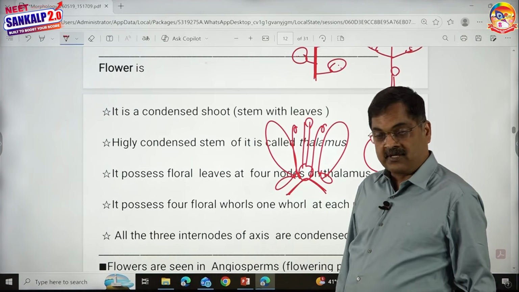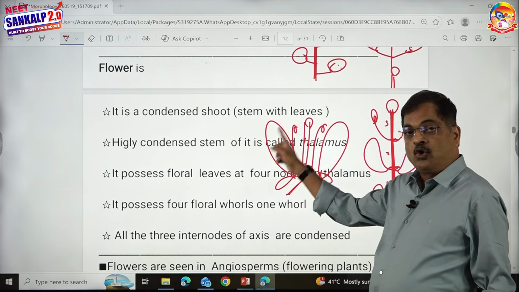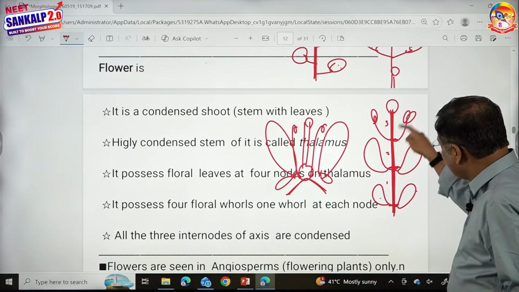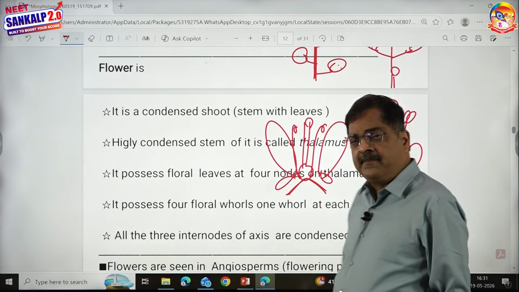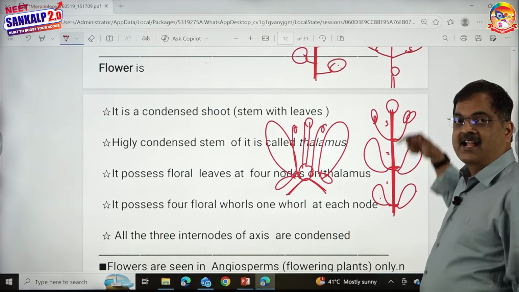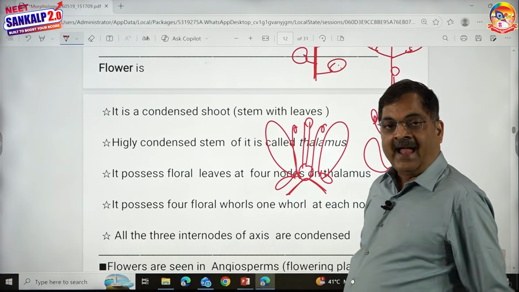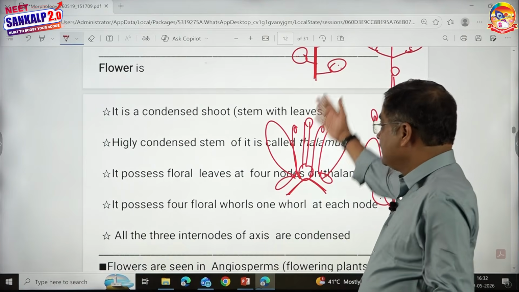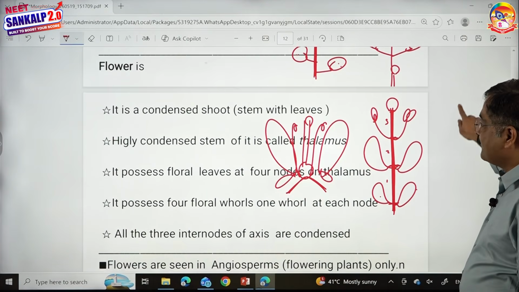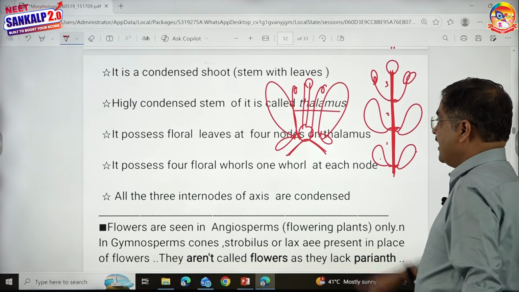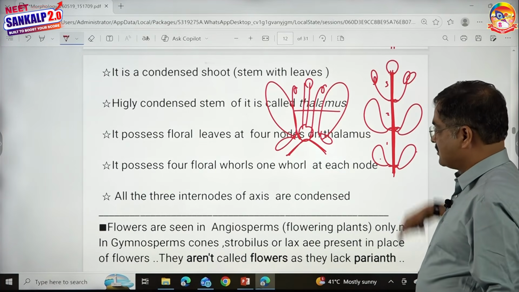Thalamus. And this thalamus is going to bear the leaves. Why do I call them leaves? Because these are arising from nodes. Anything which arises from a node is a leaf. So sepals, petals, stamens and carpels are rightly called sporophylls because they arise from nodes. And when the thalamus is highly condensed, all 4 appear to arise from the same point. Highly condensed stem is called thalamus. It possesses floral leaves at 4 nodes.